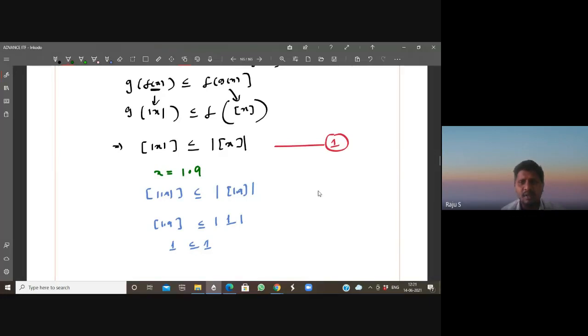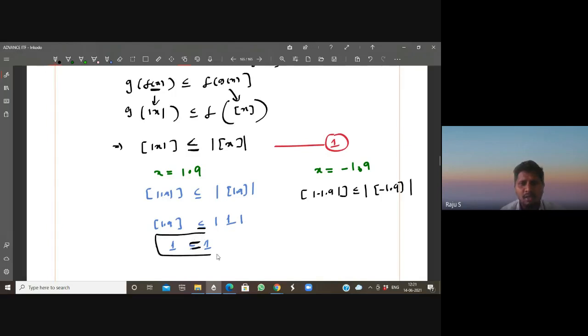Let's see negative values. When I take x equal to any negative value, like minus 1.9, or minus 100.9, minus 100.8, your wish, any negative value. So on the LHS, the greatest integer of modulus minus 1.9 is lesser than or equal to modulus greatest integer of minus 1.9. So here we got 1 is equal to 1. So here the condition is that equal is there, lesser than is there.